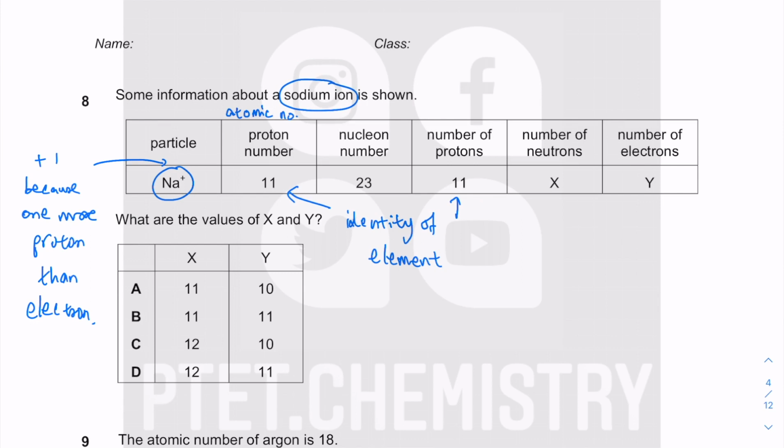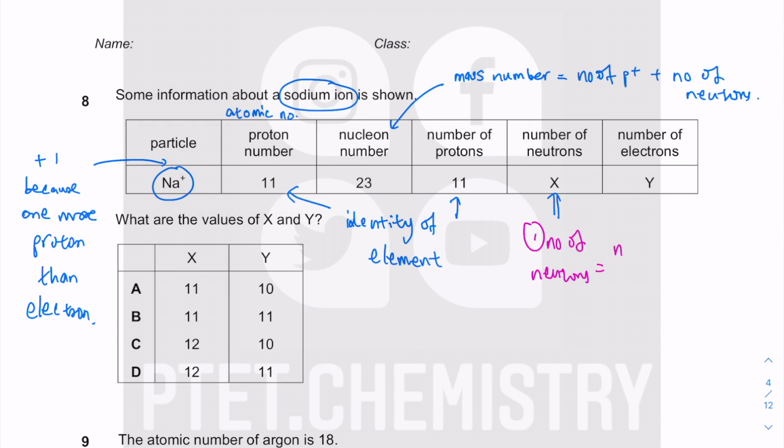Now you have nucleon number. The other name for nucleon number is mass number. Mass number or nucleon number is the number of protons plus the number of neutrons. So working out the number of neutrons is going to be fairly easy. Number of neutrons is equal to nucleon number minus your proton number.